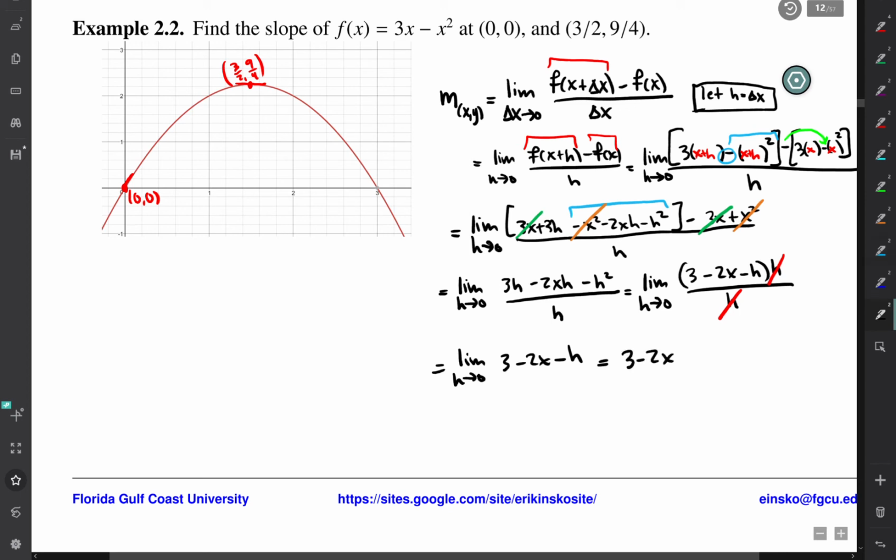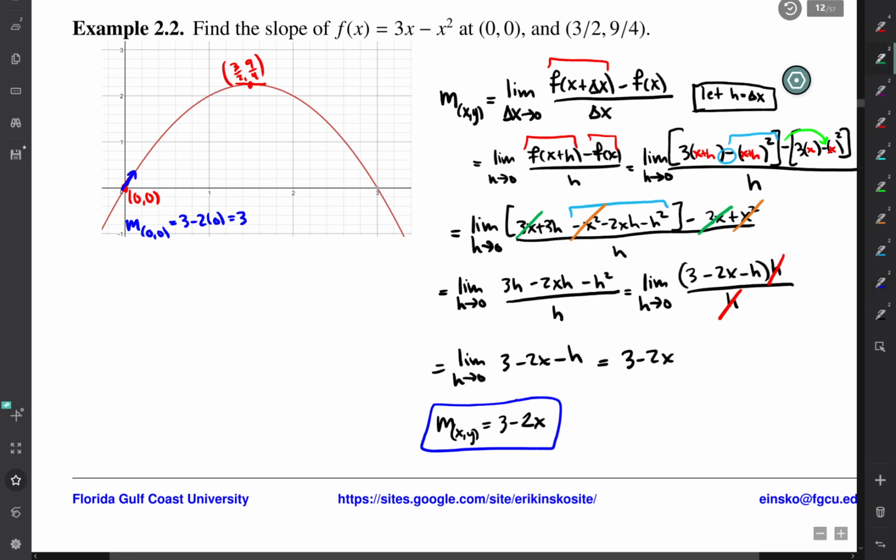And so what I've just found is that the slope at any point on this curve is going to be dependent on x. It's going to be 3 minus 2 times x. That's the slope for any point here. So at (0, 0), the slope is 3 minus 2 times 0, or just 3. So that tells me the slope of this line right here is 3.